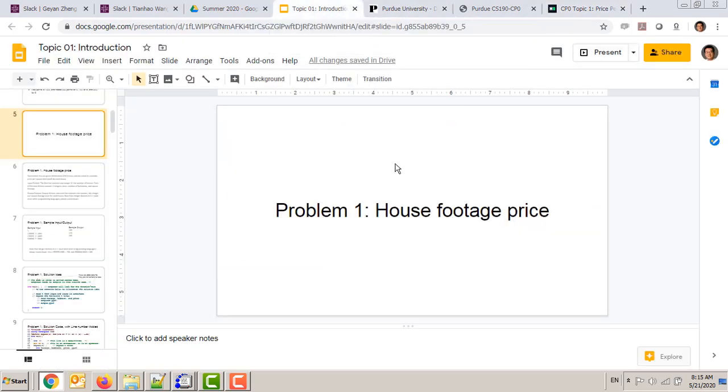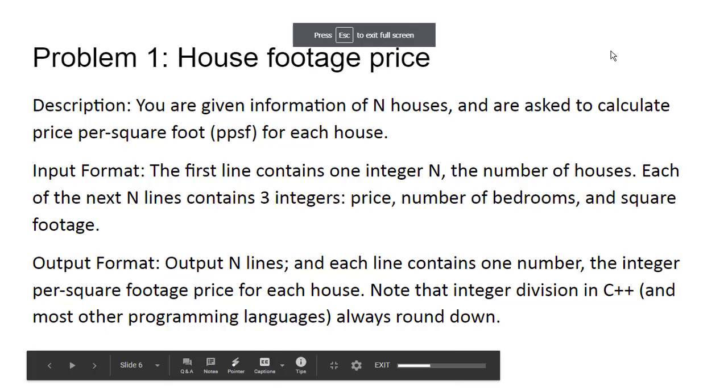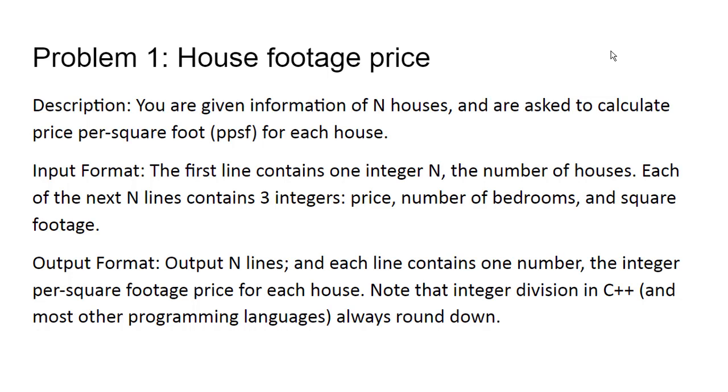So let's go back to the slides to look at the problem description. You are given information for n houses. Each of them has 3 numbers: a price, number of bedrooms, and the square footage. You are asked to calculate the price per square foot for each house, so essentially just the price divided by the footage. For the input, the first line contains integer n, giving the number of houses, and then there are n lines after that. And you are asked to output n lines.